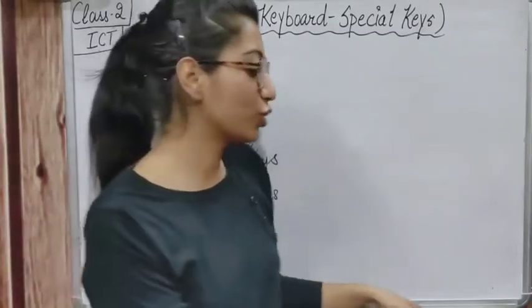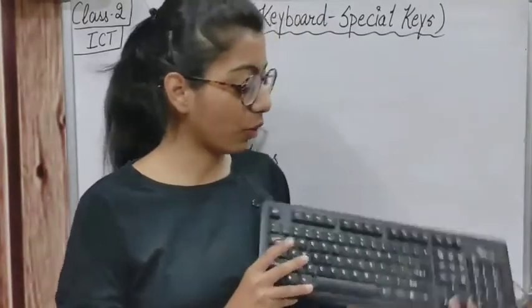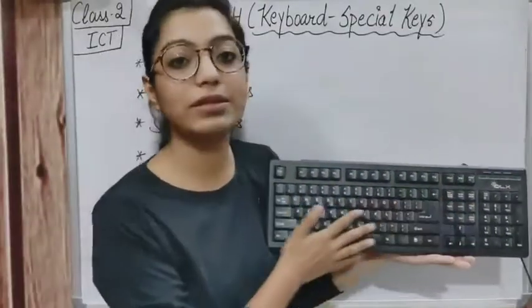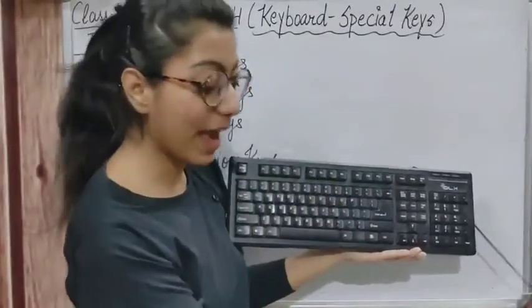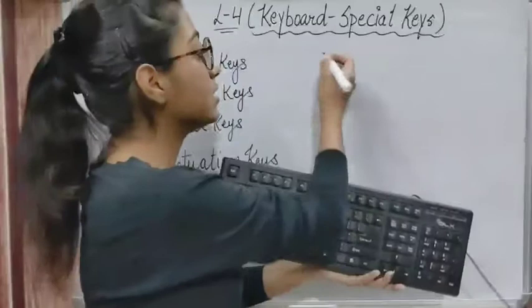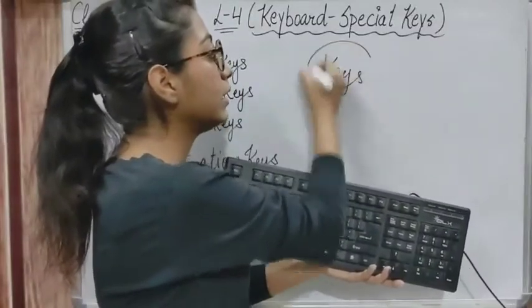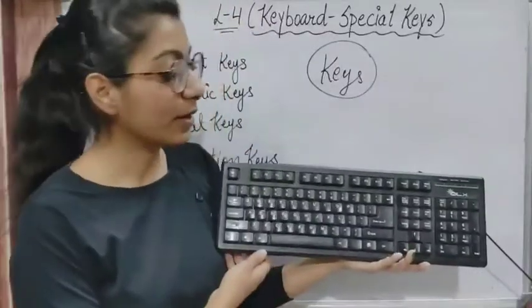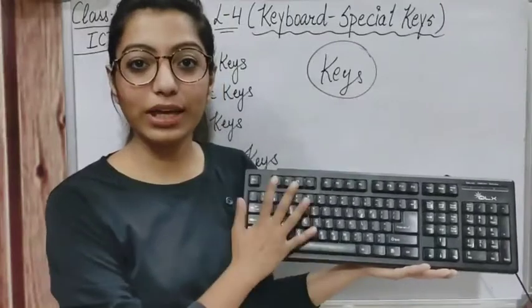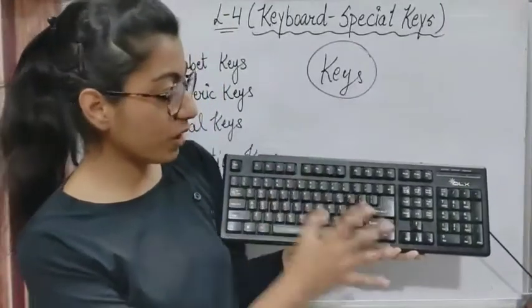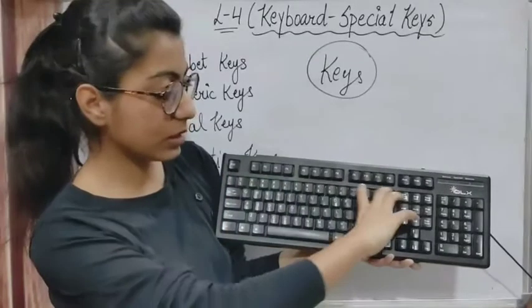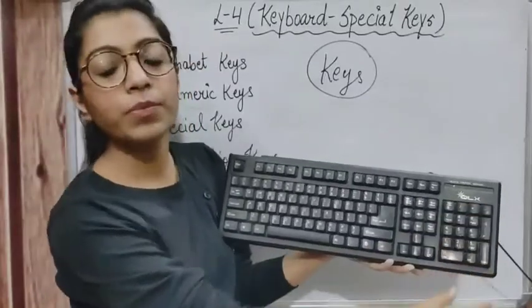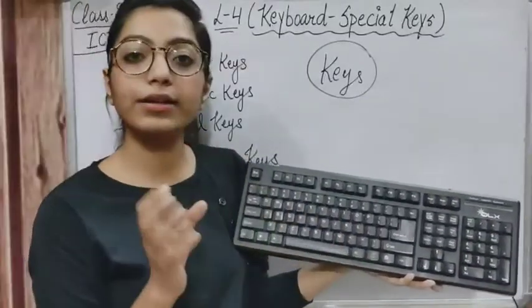Okay, so I'm going to show you. This is a keyboard. As you all know, the keyboard has many buttons in it, and these buttons are known as keys. These keys are used to type letters, numbers and symbols. Here you can see there are so many portions given. One portion is this, second portion upper line, third portion this one, fourth portion this one. So these are all divided into different types.